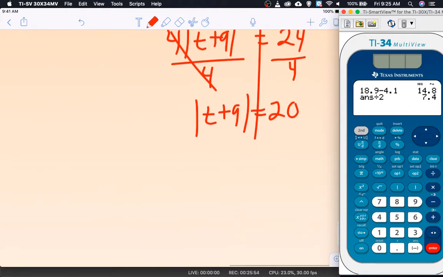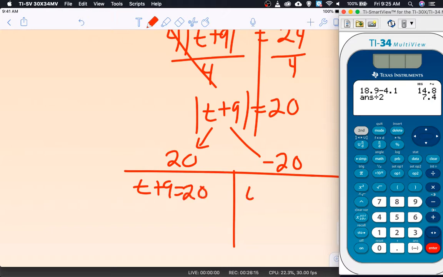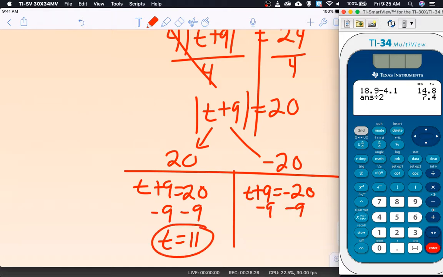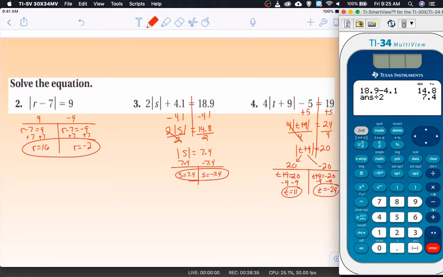We can now take that and separate it into the two separate equations. One is where the stuff inside the absolute value is 20, and one is where the stuff inside the absolute value is negative 20. So t plus 9 equals 20, and t plus 9 equals negative 20. And we solve. Minus 9, minus 9, t equals 11. Minus 9, minus 9, t equals negative 29. So there's all three.